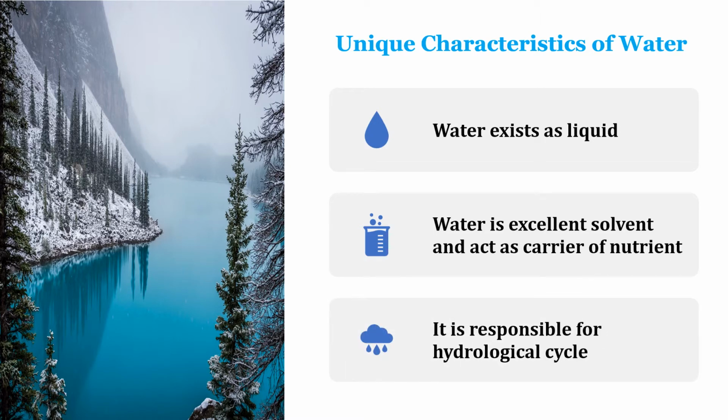It is responsible for the hydrological cycle, which acts as a resource of water to the earth. It is estimated that about a 1.4-inch thick layer of water evaporates, and the majority of water returns to the earth through the hydrological cycle.